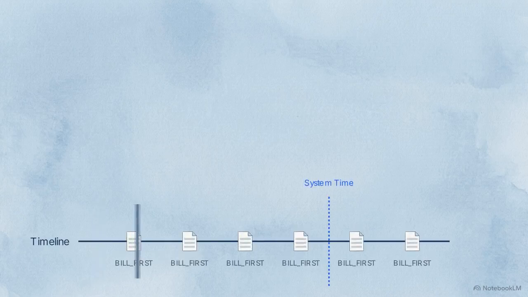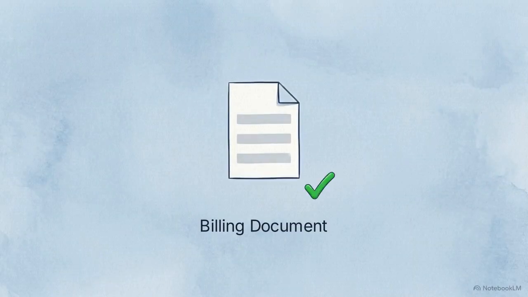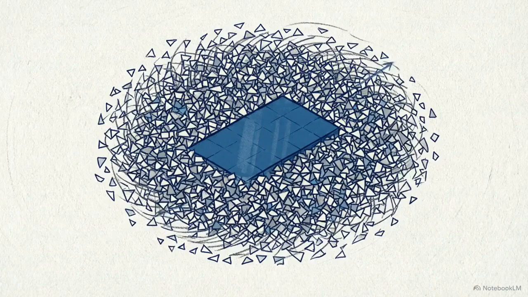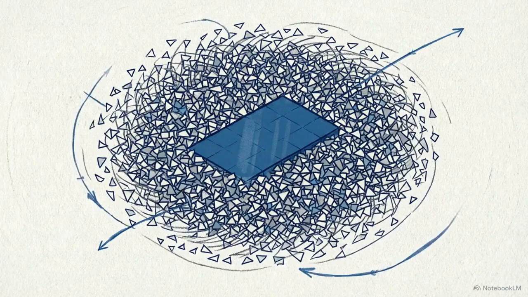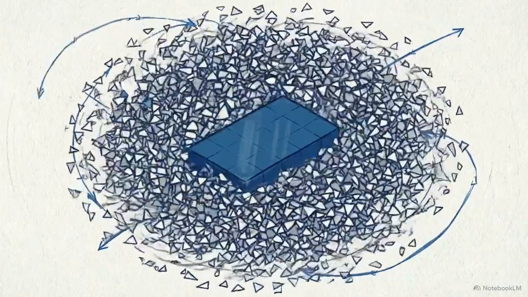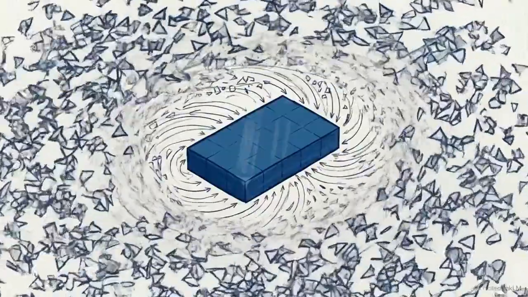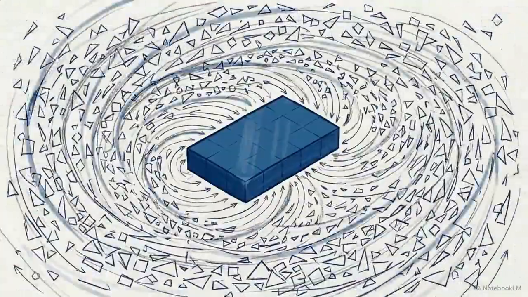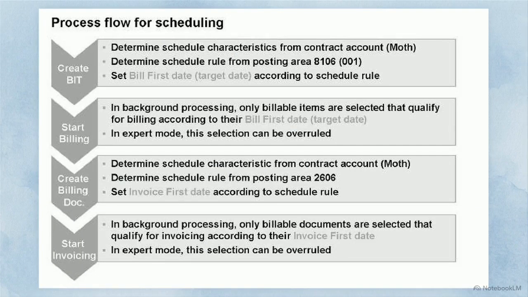During a background processing run, the system sweeps up only the bits that have matured past their assigned bill first date. These selected bits are fused together to create a new system object, the billing document. Creating a billing document represents a massive reduction in data complexity, turning thousands of individual usage records into a single consolidated record. This flowchart tracks the billing document moving into the pipeline's second half.